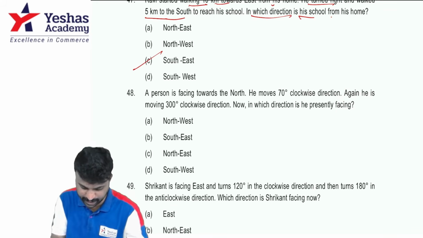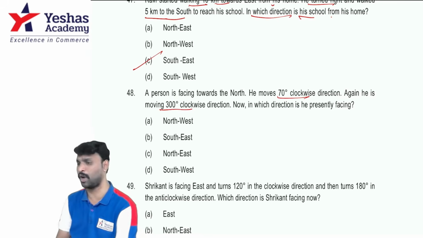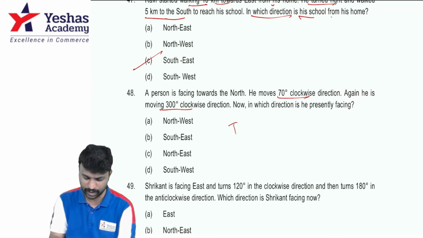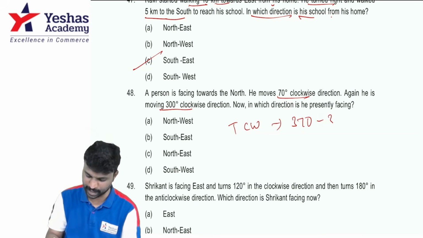Question number 48, guys, a laddu question. 70 degree clockwise and 300 degree in the clockwise direction. Total clockwise is 370. Whenever the total angle is more than 360, always you can subtract 360 from it.